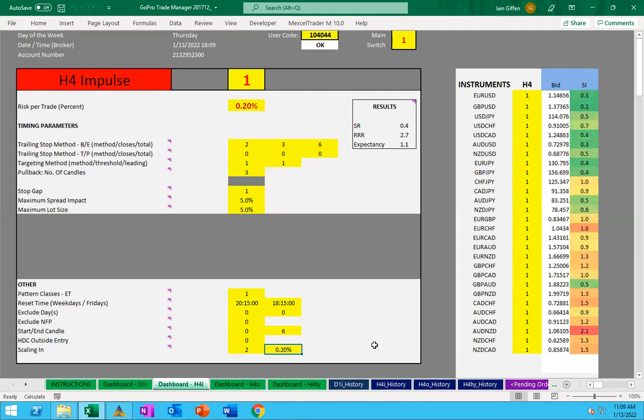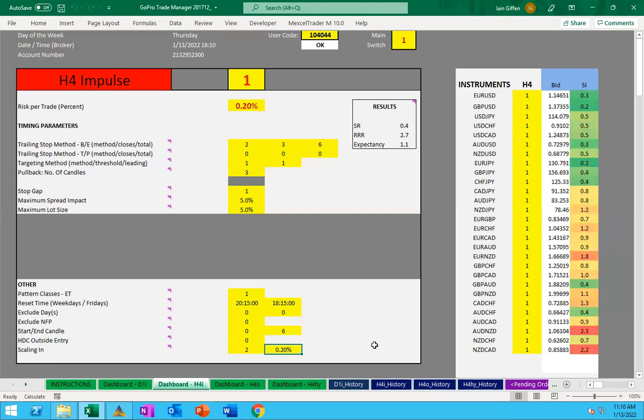So it does mean, however, that if you are going to take the next trade at the moment, your position size will be tripled. And it will continue to do that. It will continue to take a position size of triple as long as you don't have a losing trade. As soon as you have a losing trade, it brings it straight back down to the standard percentage risk, which in this case is 0.2%.